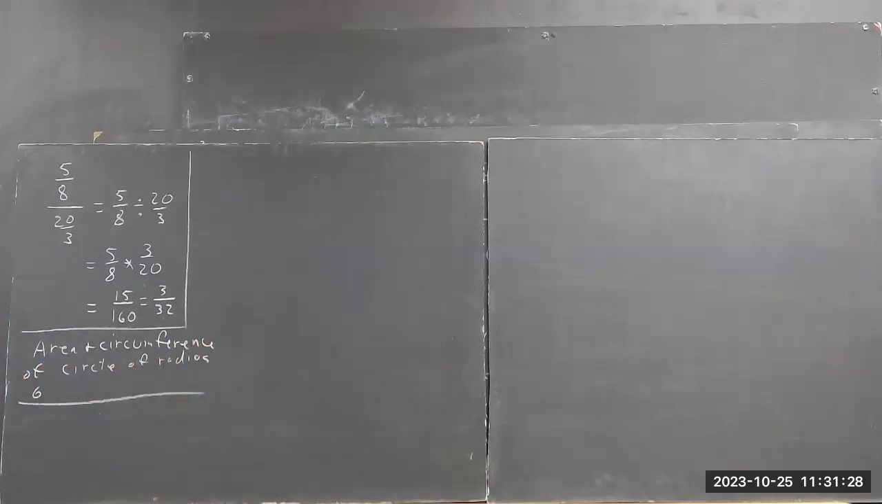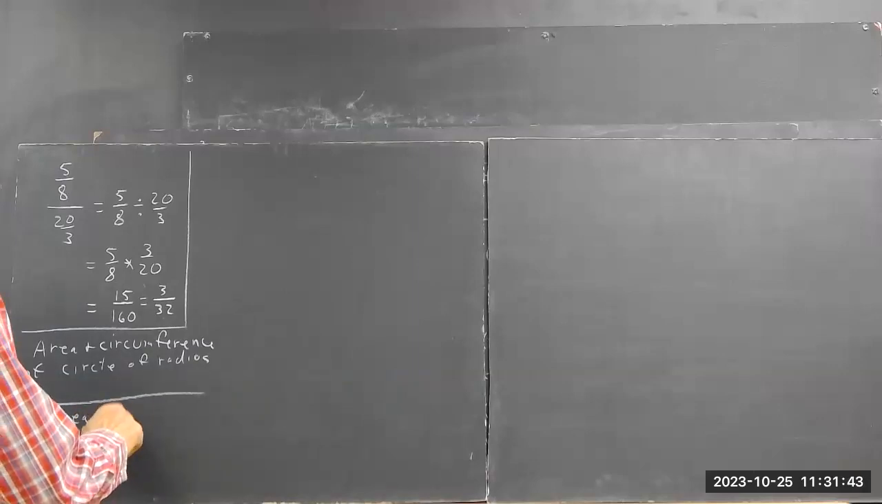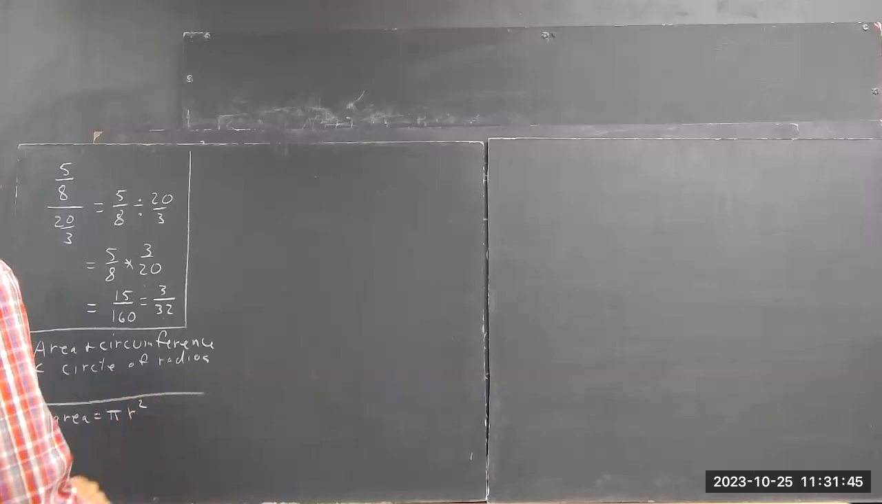You want the area and circumference of a circle of radius 6. Okay. Now, the area of a circle is pi r squared.